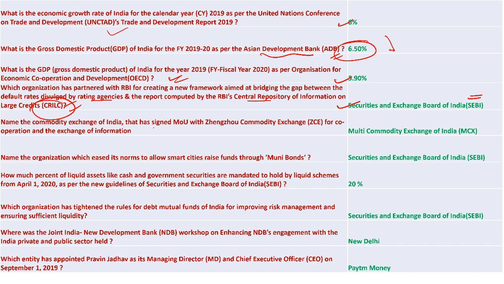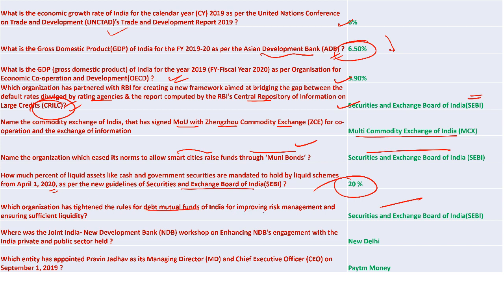Name the Commodity Exchange of India that has signed an MOU with Zhengzhou Commodity Exchange. That's Multi-Commodity Exchange of India. Securities and Exchange Board of India has eased the norms to allow smart cities to raise muni bonds, that's municipal bonds, I believe. How much percentage of liquid assets like cash and government securities are mandated to be held by liquid schemes from April 2020 as per the new guideline of SEBI? That's 20%. Again, this is a SEBI question, the organization which has tightened the rules for debt mutual funds in India for improving risk management and ensuring sufficient liquidity.